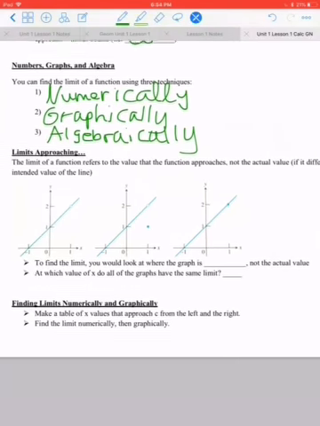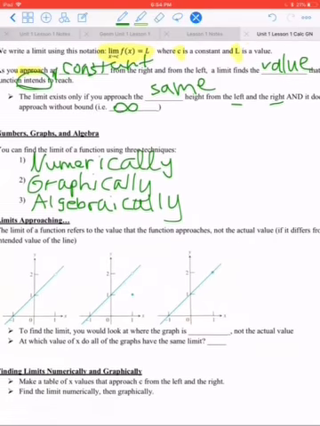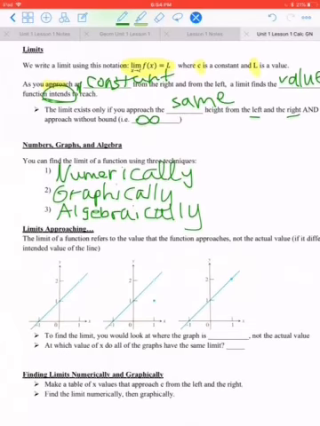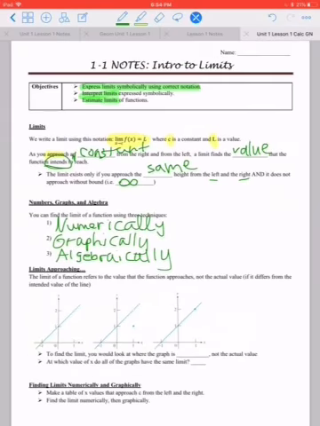So, limits approaching, okay? And this is kind of the main idea of a limit, all right? So the limit of a function refers to the value that the function approaches, not necessarily the actual value, okay? And it actually will not be the value if it differs from the intended value of the line. That's the hardest part about a limit, okay?